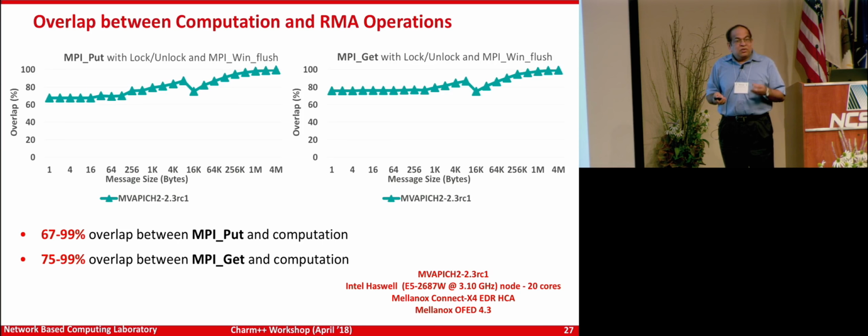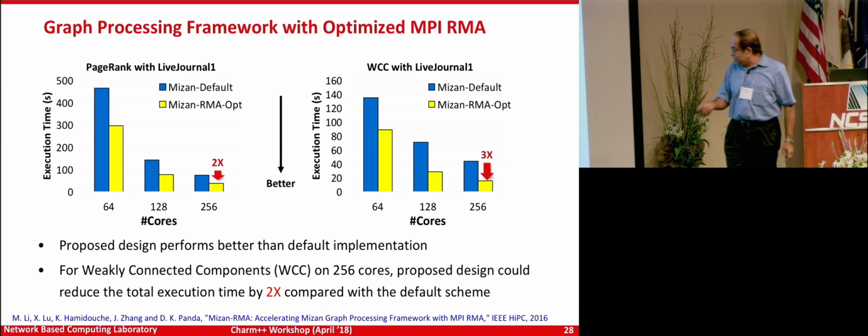Okay? So, if you can convert a lot of applications from two-sided to one-sided, and if the one-sided is designed properly in the runtime, you will see overlap. That is what we have done. Some of these examples are already published, this was at HiPC 2016. We took a simple graph processing framework called Mizan. It was written entirely with two-sided. So, we changed that to RMA. This is the co-design I was talking about. That means we know what is the behavior happening at the lower level, so we can go to the upper level and modify the applications.